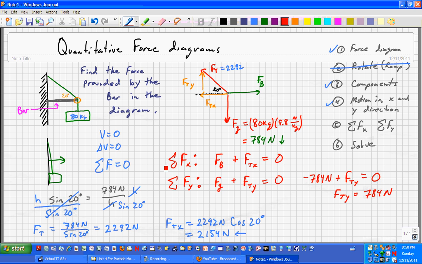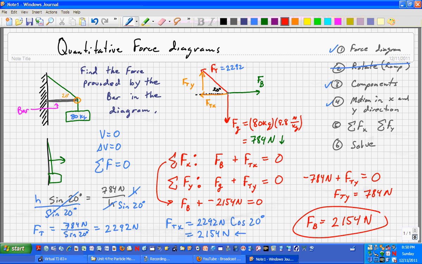So in this case, now I can go ahead and solve this. We know that the force of the bar plus a negative 2,154 newtons is going to be equal to 0. So that means the force of the bar is going to be equal to a positive 2,154 newtons. And there's my answer. The question was, find the force provided by the bar in the diagram. So that bar pushes out with a force of 2,154 newtons.